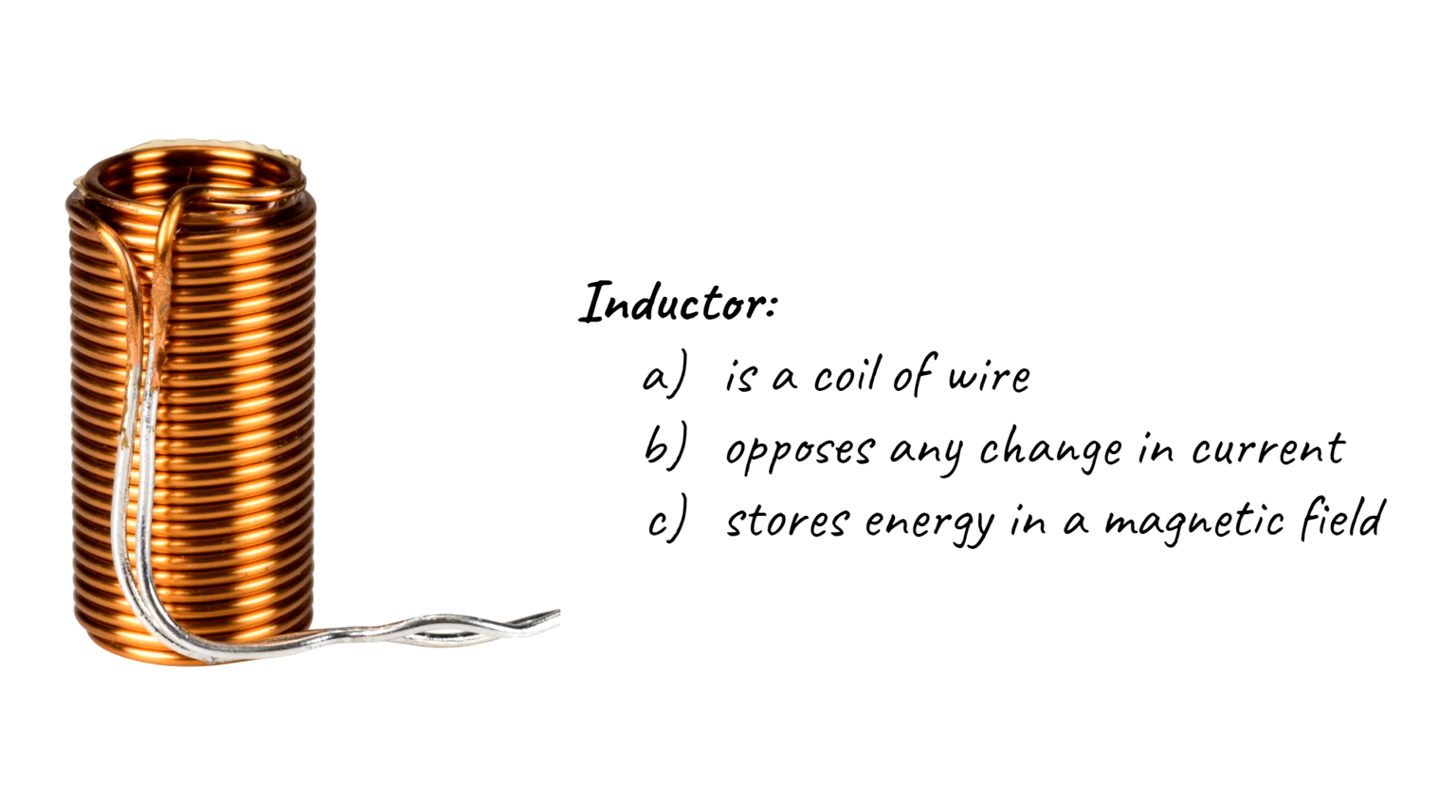For statements A and B you can be sure, because we have discussed them in the previous lessons. As we said, an inductor is just a coil of wire, and you know the property of a coil of wire: if it's included in the circuit, it opposes any change in current. And the last statement is true as well, and this is going to be the topic of this lesson. Inductors store energy in a magnetic field.